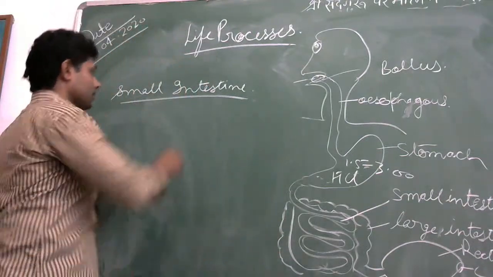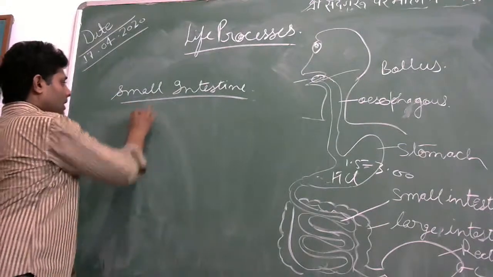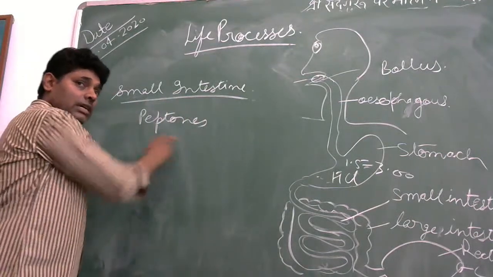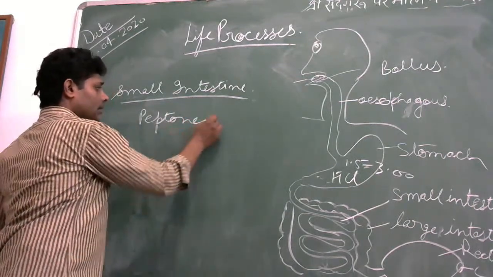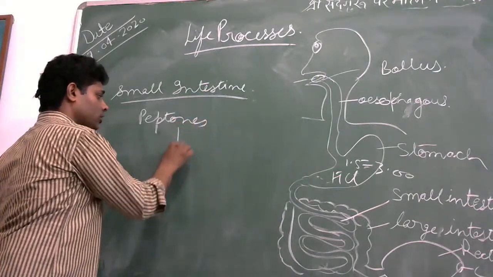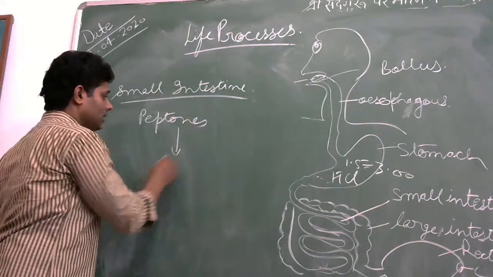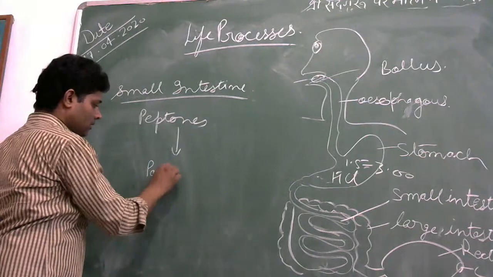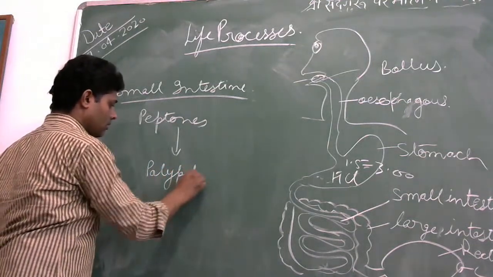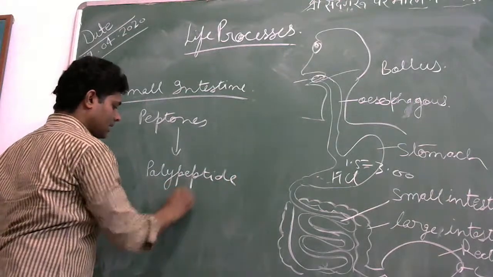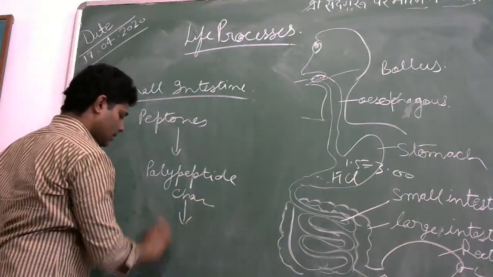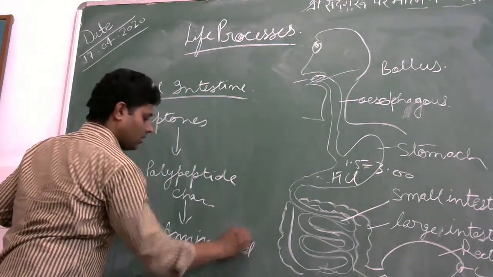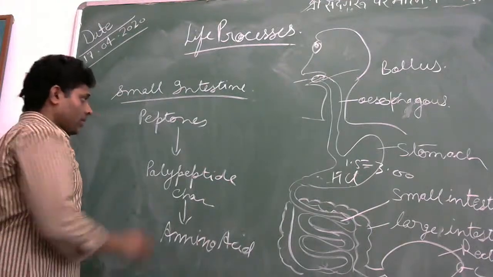What will happen here? First of all, peptones will come into the small intestine, and then these peptones are further broken down by the enzymes into polypeptide chains, and then into amino acids, right?